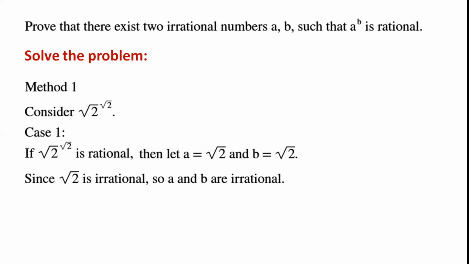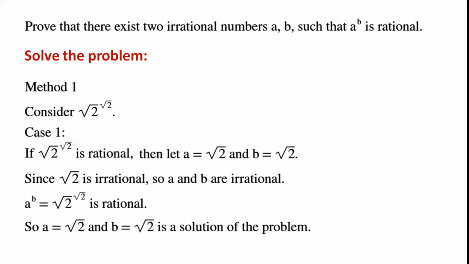Since root 2 is irrational, a and b are irrational. A to the power of b equals root 2 to the power of root 2, which is rational. So a equals root 2 and b equals root 2 is the solution of the problem.